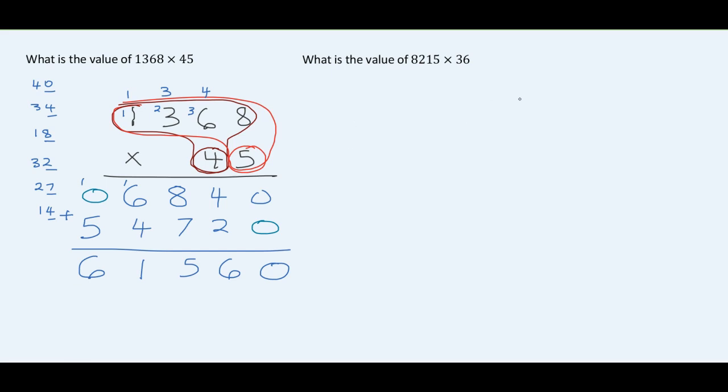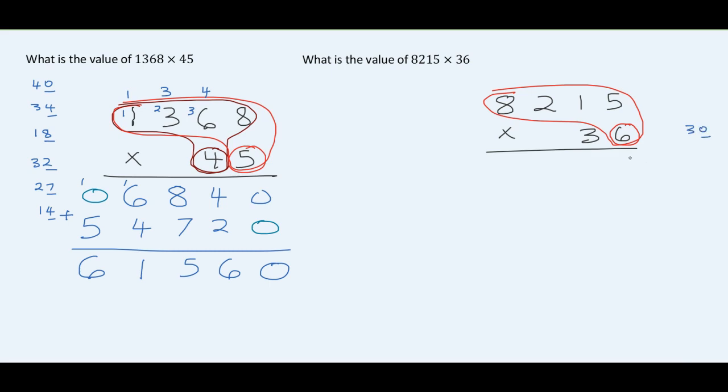Final example in this topic, we have 8, 2, 1, 5, and then we have 36. So now we start on the bottom row, the multiplier. We have a 6, so we're going to multiply the number on the top row by 6. We start from the right hand side. 5 multiplied by 6, we have 30, so we're going to write 0 down and carry up 3.